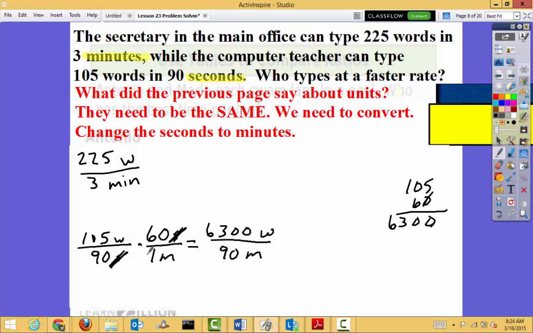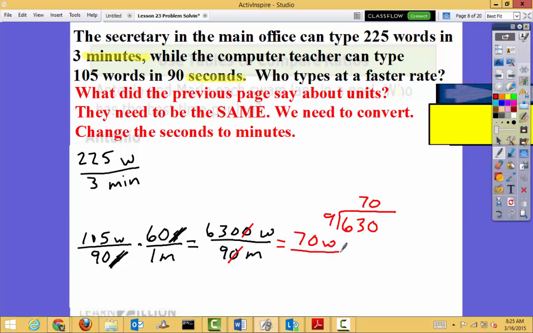So you'll notice I'm only left with words and minutes, so now I can compare. But I have a problem. I need to simplify. So how am I going to do that? Well, I'm going to cross those out, and I'm ready to go. 630 divided by 9, which is 70. So this is going to equal 70 words per 1 minute.